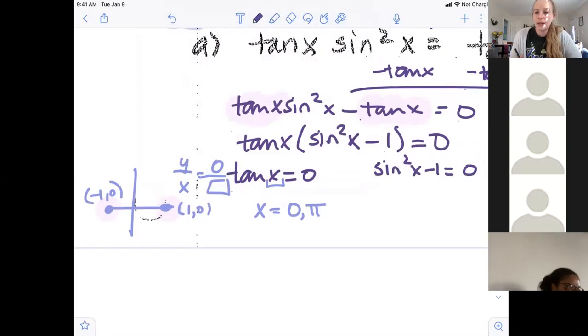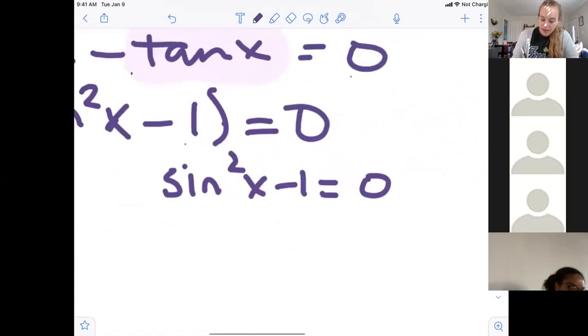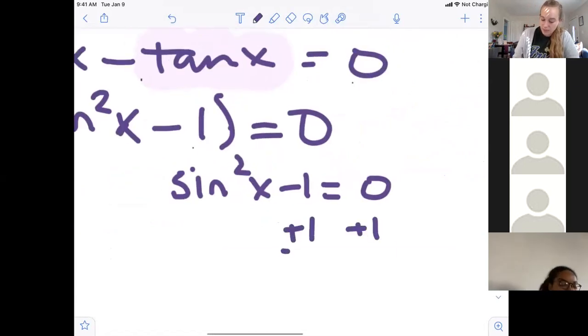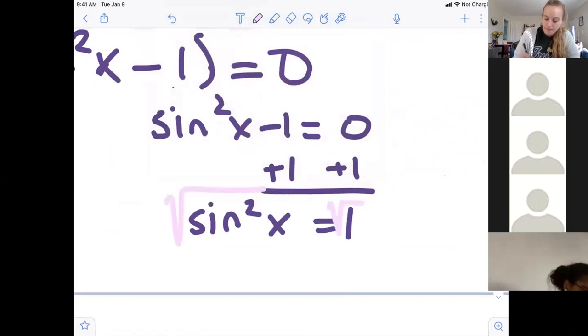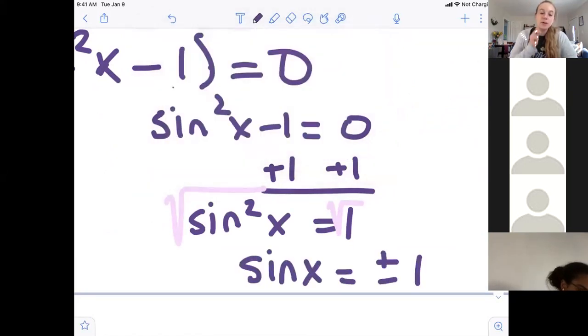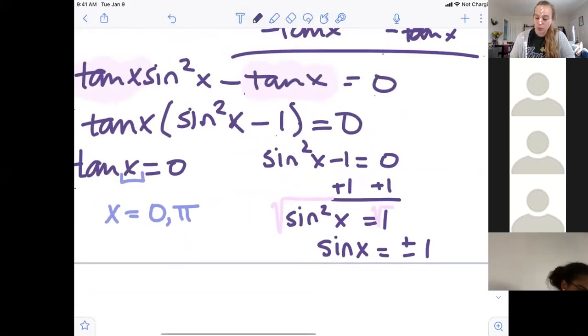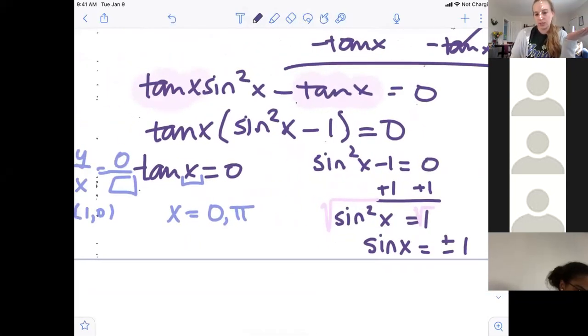Okay. The next part, I've got sine squared x minus 1 equals 0. So let's get sine x by itself. Let's add 1 to both sides. I get sine squared x equals 1. And then I have to get rid of the square by square rooting, which gives me sine of x equals, and this time it's plus or minus 1. When you take the square root of 1, it could be positive 1 squared got you 1, or negative 1 squared got you 1. So we have to treat it as plus and minus.